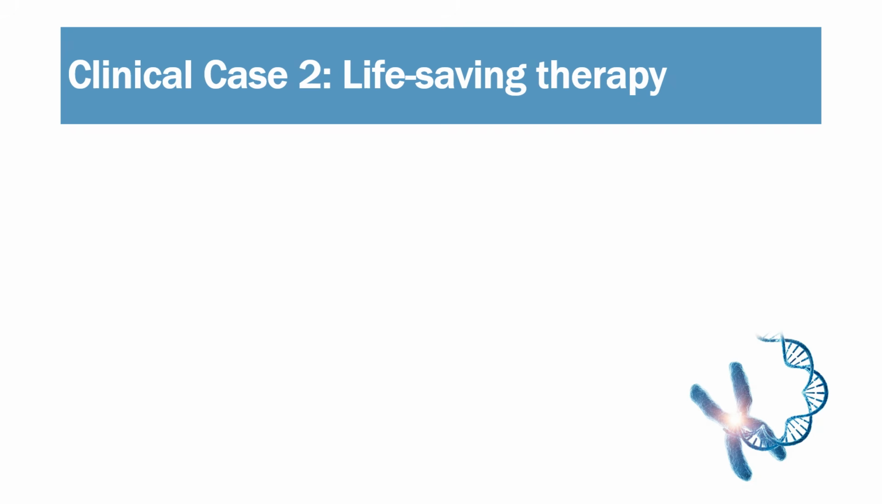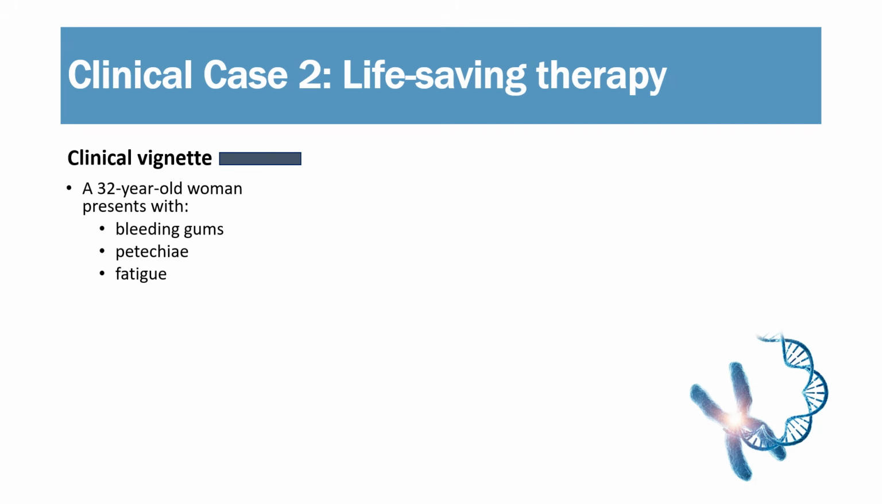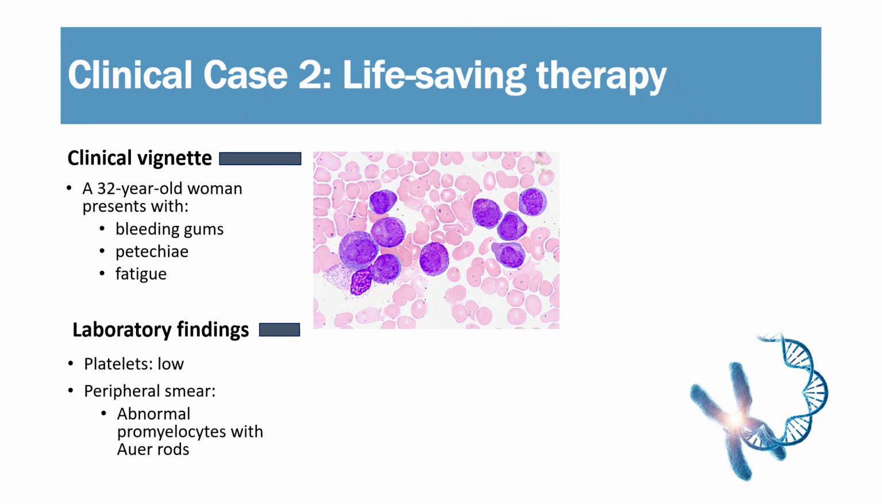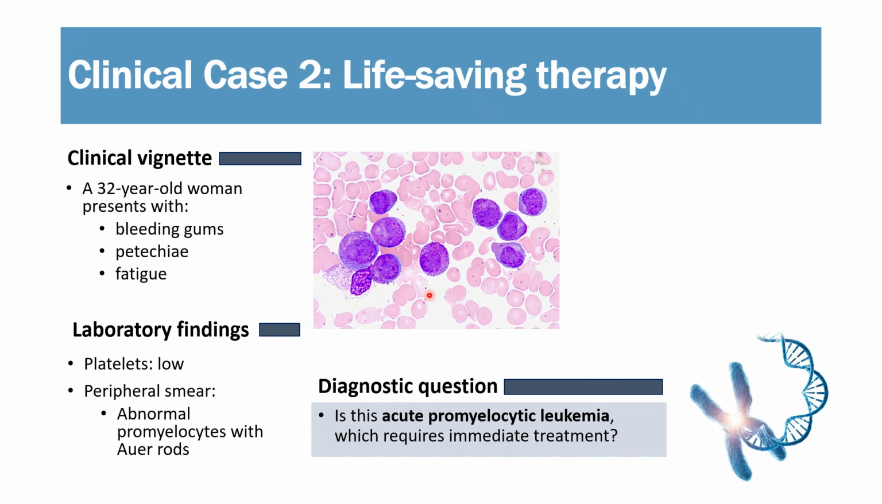Let us move now to case 2. This is a case of a 32-year-old woman who presented with bleeding gums, petechial hemorrhages, and fatigue. The laboratory findings showed that the platelets were low, she had thrombocytopenia, and the peripheral smear showed presence of abnormal promyelocytes with Auer rods. I think here the diagnosis is obvious.